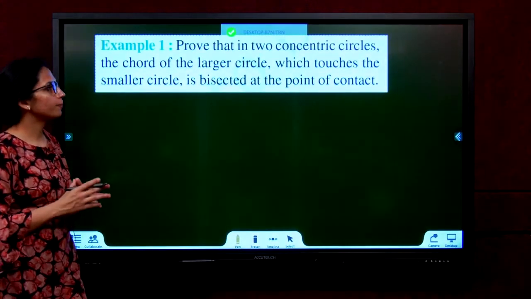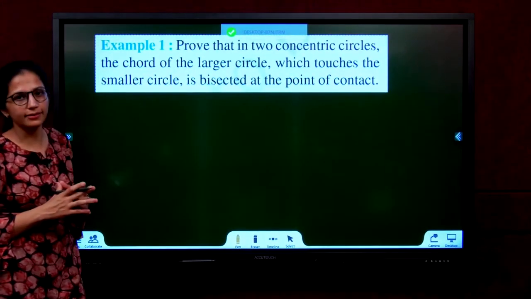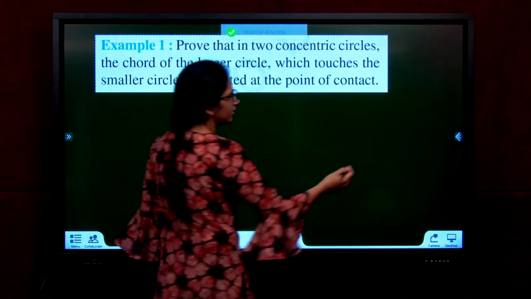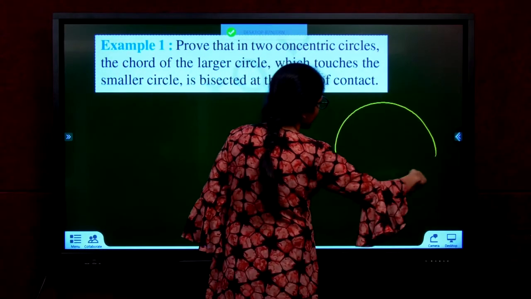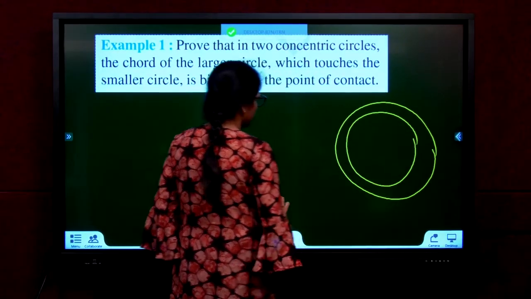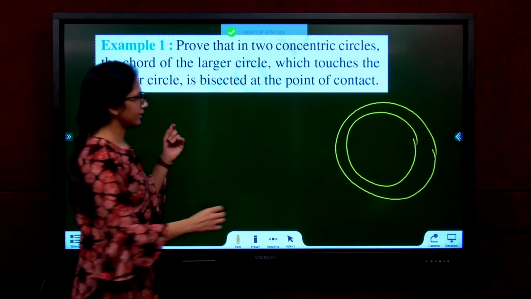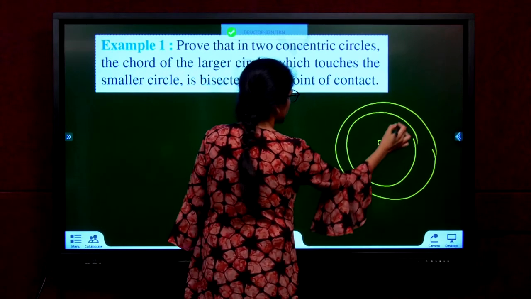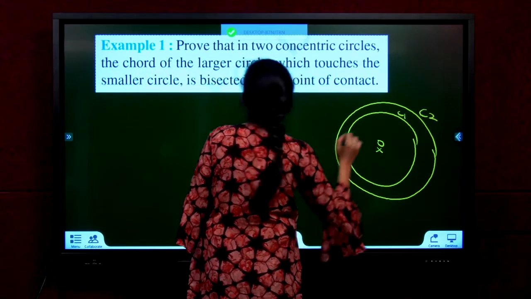Example 1. Prove that in two concentric circles, which are circles that have the same center, okay. So let's say both of them have the same center O. This is circle 1, circle 2.